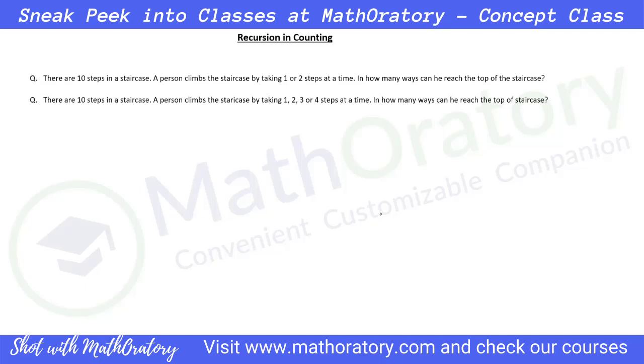In the first question, as you can see, there are 10 steps in a staircase, and a person climbs the staircase by taking one or two steps at a time. So wherever the person is, let me draw the staircase once. So let's say this is the base of the staircase, and there'll be a total of 10 steps. So 1, 2, 3, 4, 5, 6, 7, 8, 9, and 10. Just a rough staircase here. So suppose the person is here. In the first question, the person can take either one step or two steps from this spot.